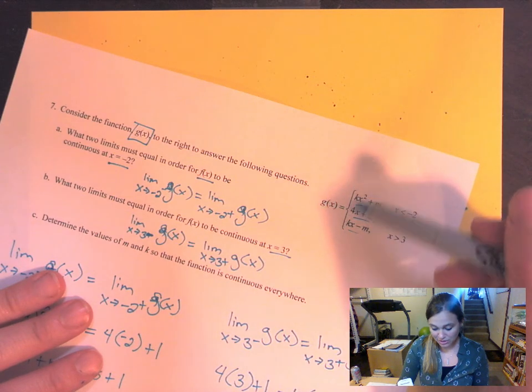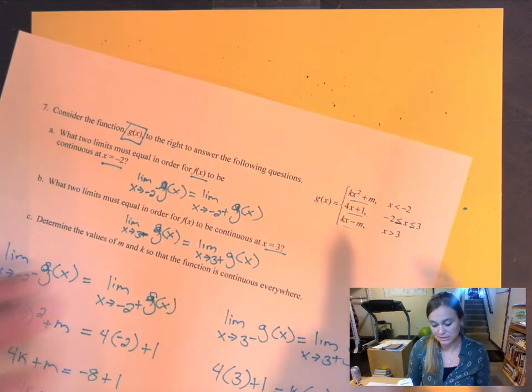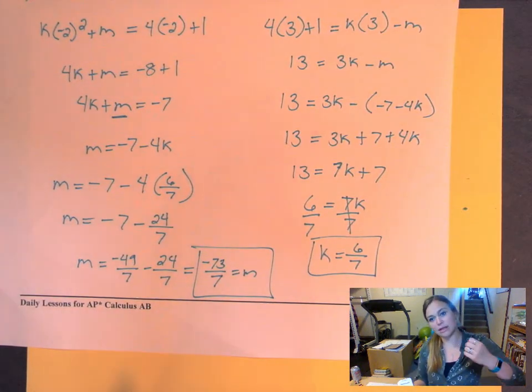But what you need to do is go back up here and substitute in k and m, and then just substitute in for -2, substitute in for 3, and see, does this actually work? Is my left-hand limit equal to my right-hand limit?